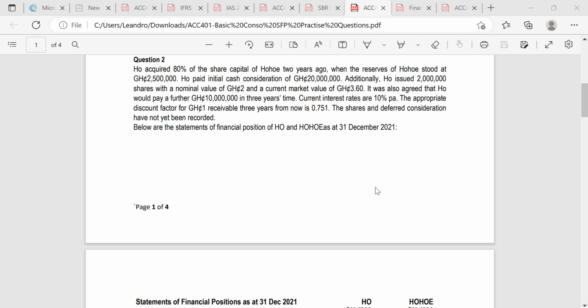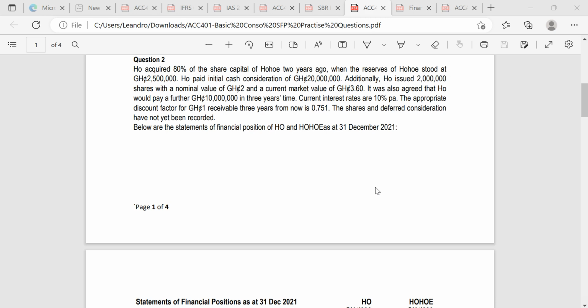When you take question 2, for example, Ho acquired 80% of the share capital of Huawei 2 years ago, when the reserves of Huawei stood at 2.5. Now, Ho paid initial cash of 20 million. So that will be your first purchase consideration element, the first purchase consideration form, cash.